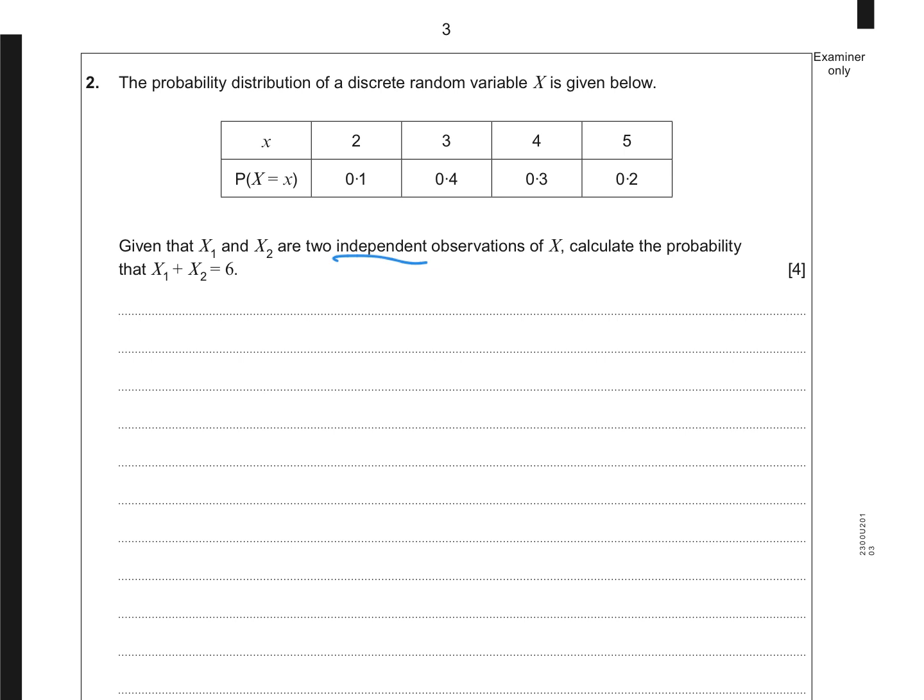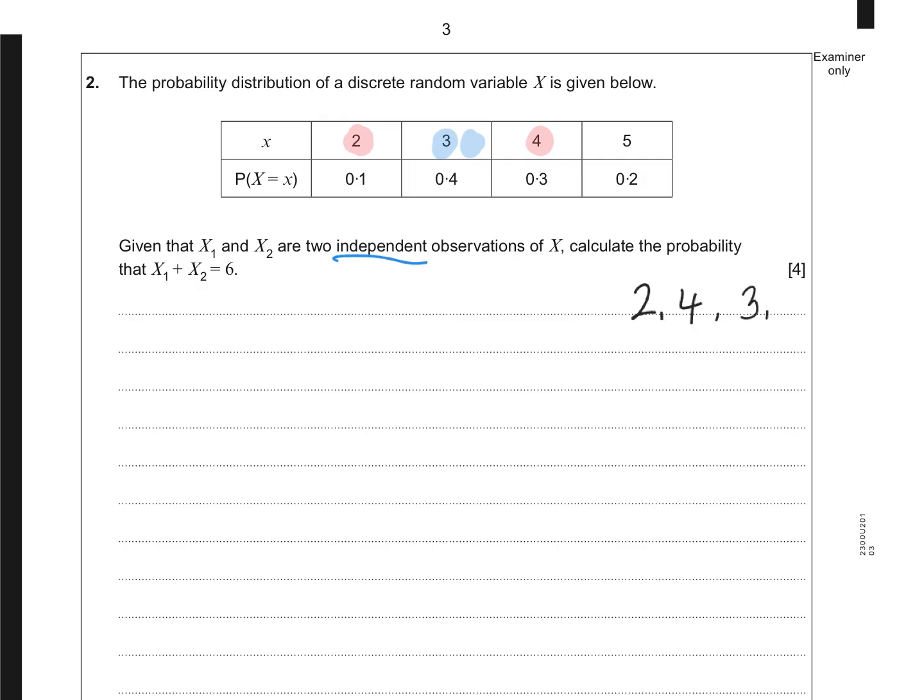So the start of this question is really thinking, well, how can I make 6 using 2, 3, 4, and 5, and add in 2 scores together? Well, I can get a 2 and a 4. Okay, so I can get a 2 and a 4. I could also get a 3 and then another 3.